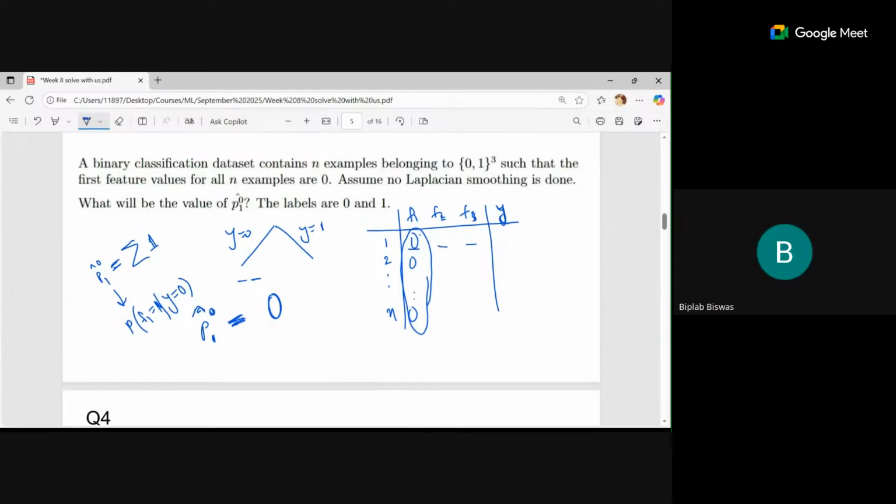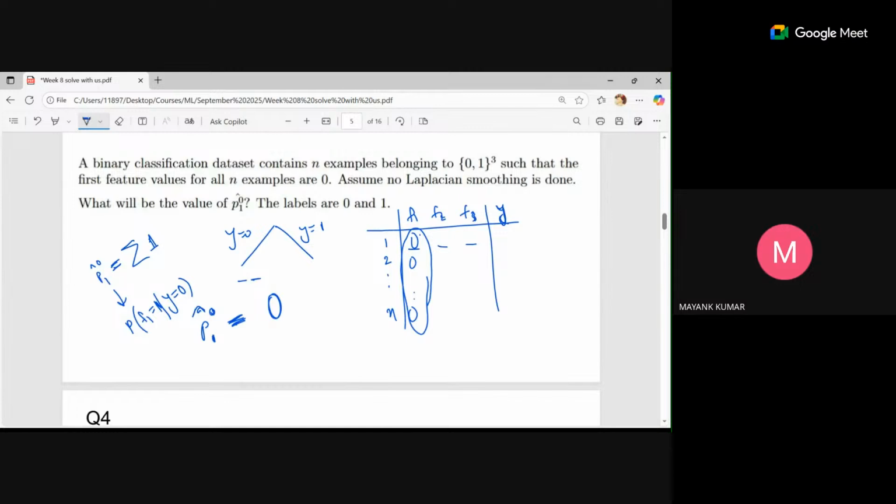Feature of F1 is 0, no? That's why the probability is 0. Why is ma'am writing F1 is equal to 1? It is always 0, right? No, it is asked here to find out what will be the value of P1 not hat of 1.